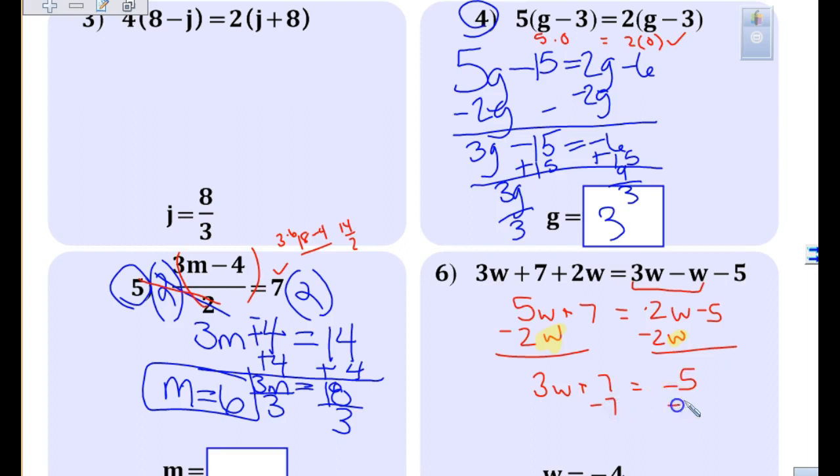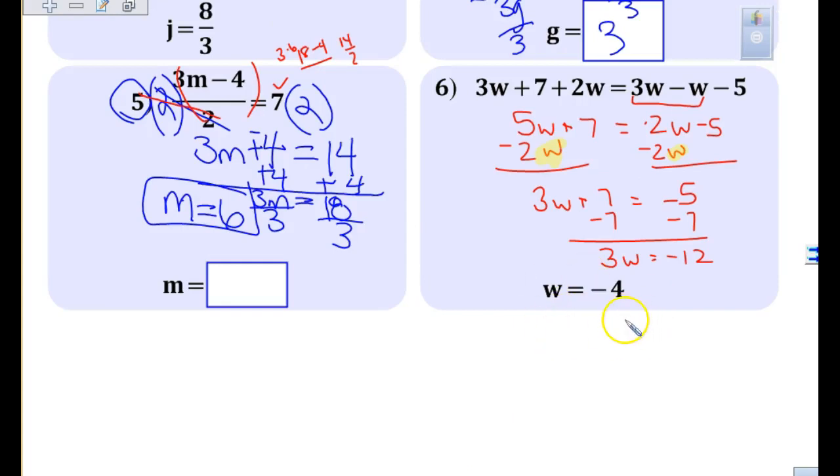We are subtracting 7. 3w is equal to negative 12. And if we look at our solution, they said we should have negative 4. Okay.